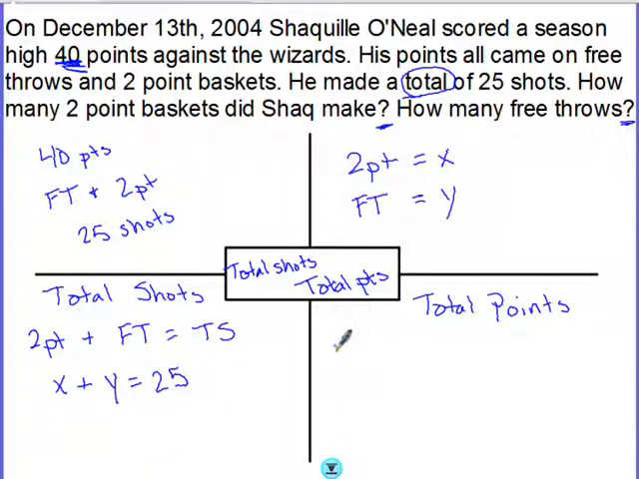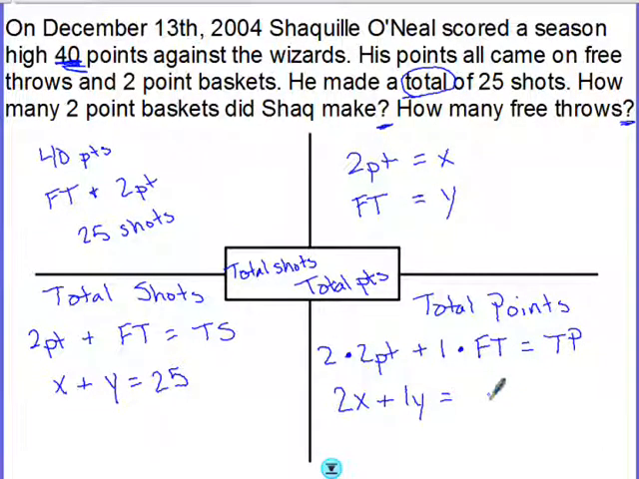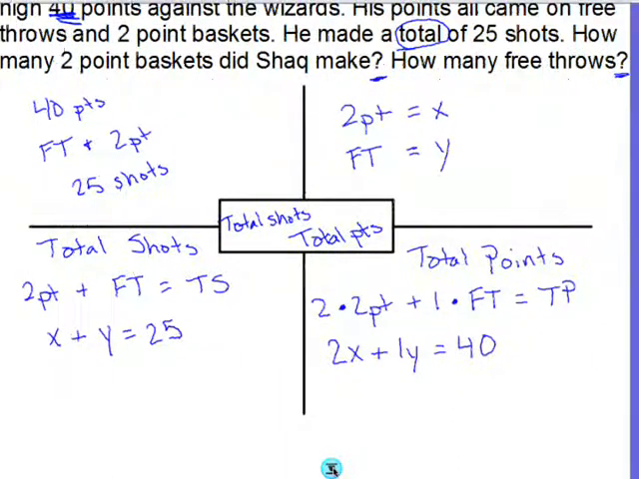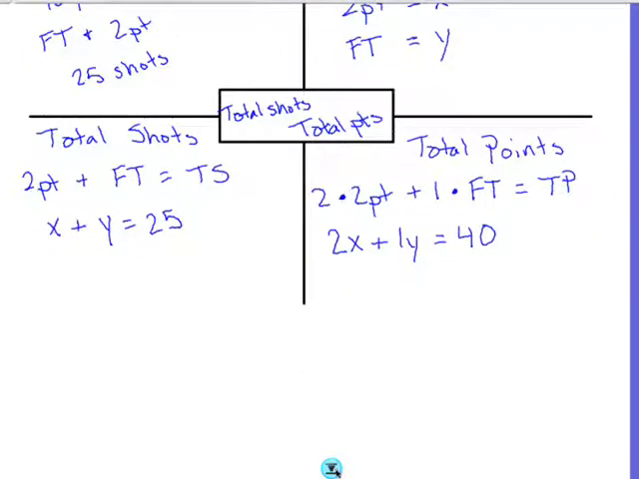Alright, for points, he gets 2 times the number of 2-point shots he made. Right? Because every shot he makes is worth 2 points. And then he gets 1 times the number of free throws that he made, because those are only worth 1 point. And that's going to equal his total points. So when I rewrite this as an equation, I have 2 times the number of 2-point shots, which we said is x. Then I have 1 times the number of free throws, which we said is y. And that's equal to his total points, which is 40. Alright, now I have my 2 equations and I am ready to solve.